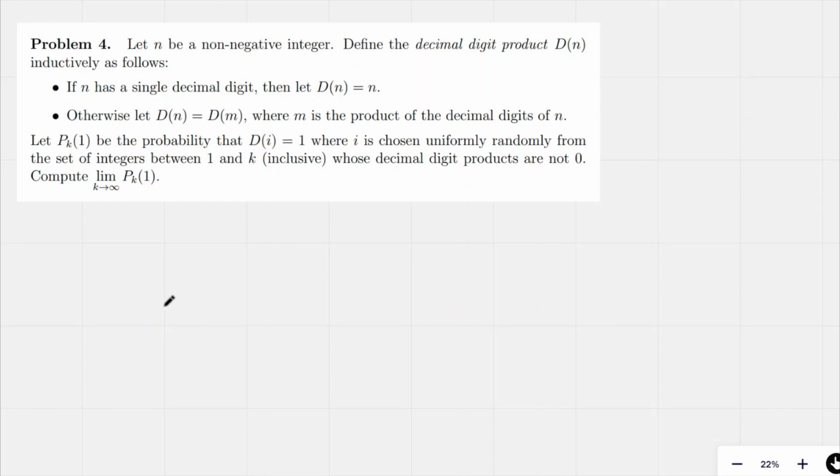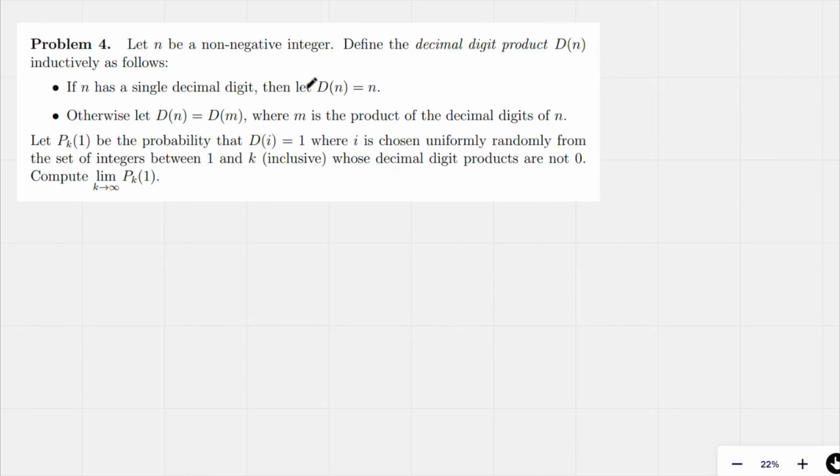Today I'm really excited for this video because we're introducing a function which I don't think I've ever used before on this channel. It is the decimal digit product function. This problem comes from the Imperial College Maths Competition. Let's firstly see what this problem is all about.